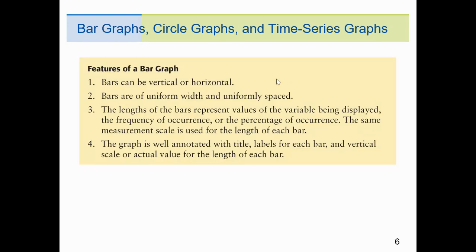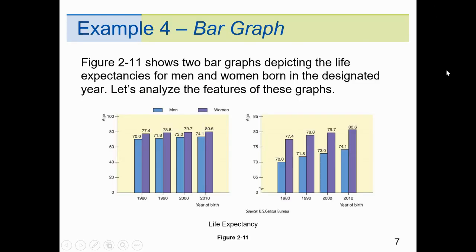So, bar graphs. A bar graph can be vertical or horizontal. The bars are uniform in width and uniformly spaced. The length of the bars represents the values of the variable being displayed. The graph is annotated with titles and labels. Each bar has a vertical scale or the actual value of the length of each bar. So it has to be labeled so people can understand what it is you're trying to portray.